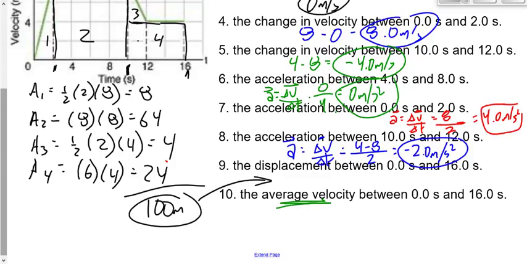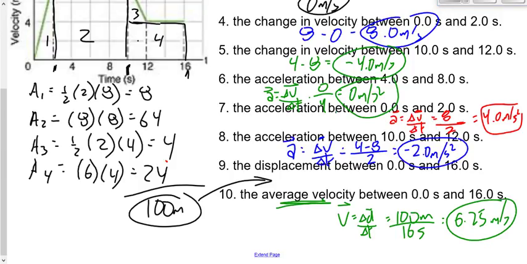The average velocity is v equals delta d over delta t, displacement over time, right? We've just found the displacement to be 100 meters. And the time here is 16 seconds. And what does that work out to be? Patrick, what does that work out to be? 6.25 meters per second.